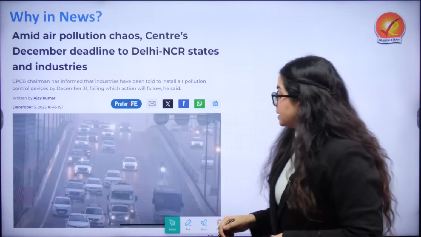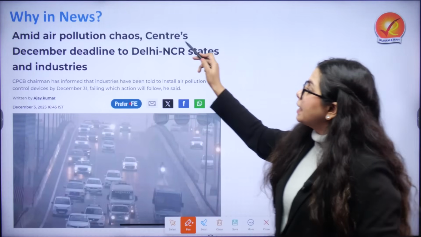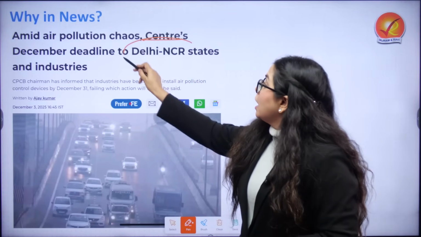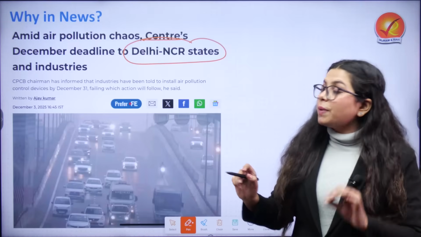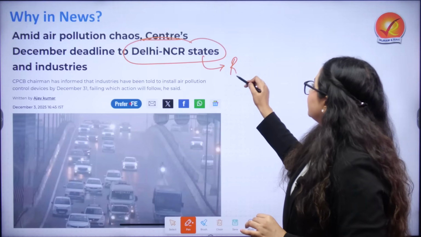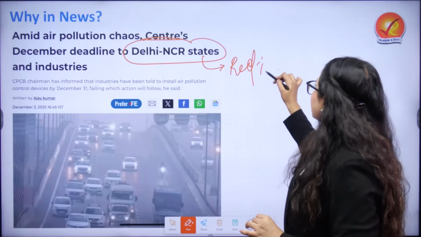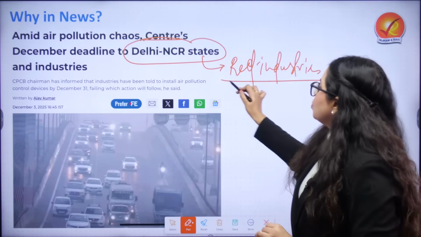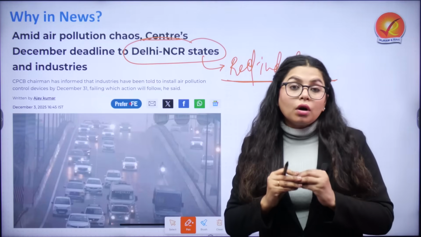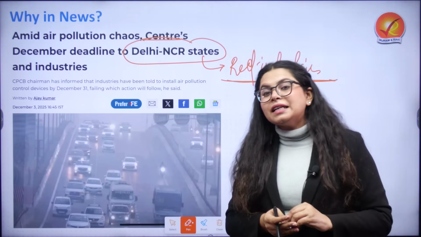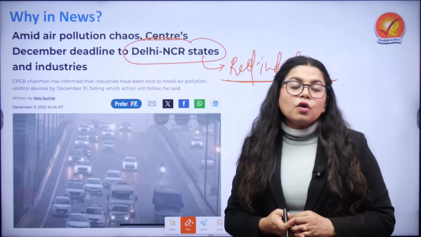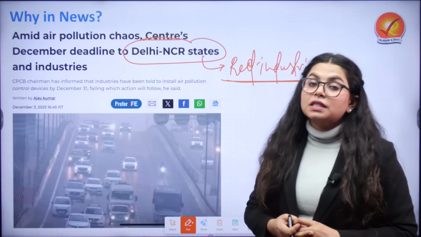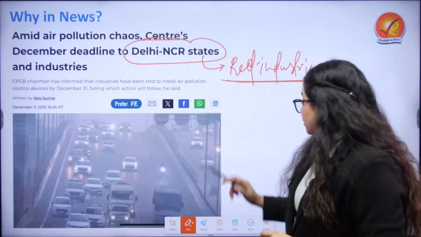Now, if we talk about why they have been in the news, it is because amidst the extreme air pollution that we are seeing in Delhi NCR, the center has set a deadline for Delhi NCR and the states around it, especially for red industries. If they do not install monitors for air pollution control and display their emissions, then they will face closure by December 31. That is why they are in the news.